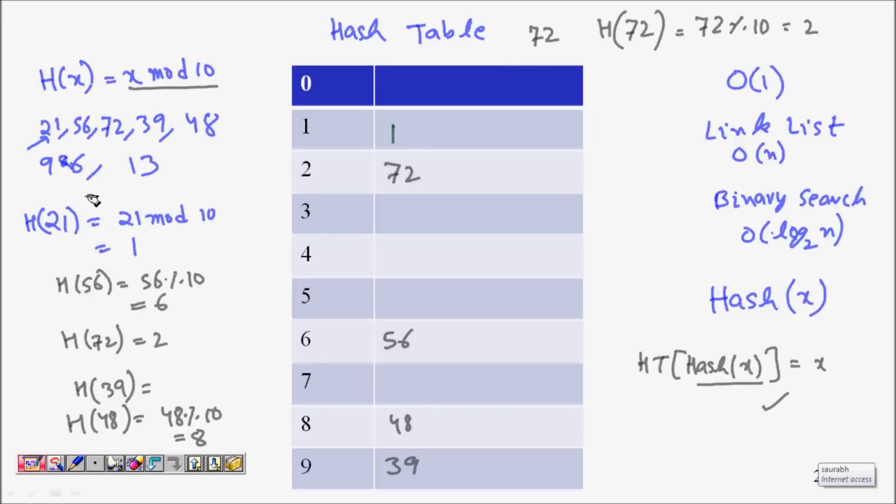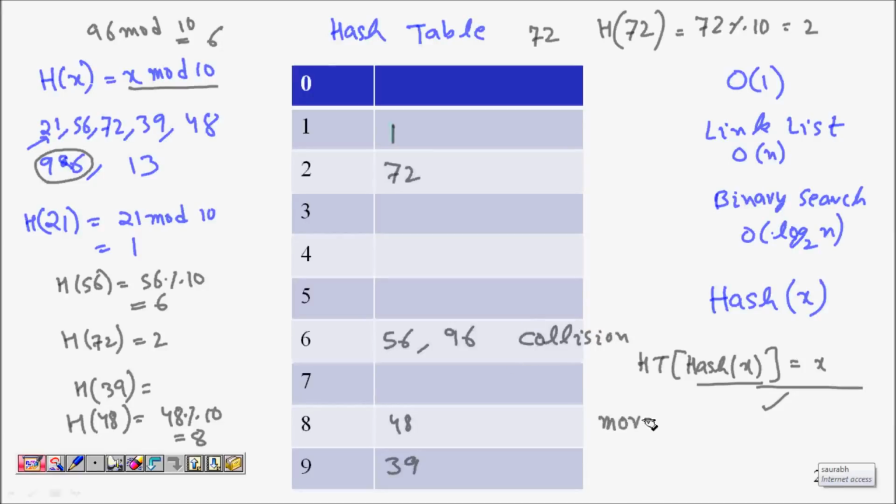But when we see our next input, which is 96, let's see what happens: 96 mod 10 is again 6. We already have one element here. If I was using this method, it would directly remove 56 and 96 would be there, but we don't want that. We are hashing something, so what is the approach here? At least I know there is a collision. So this is one problem.